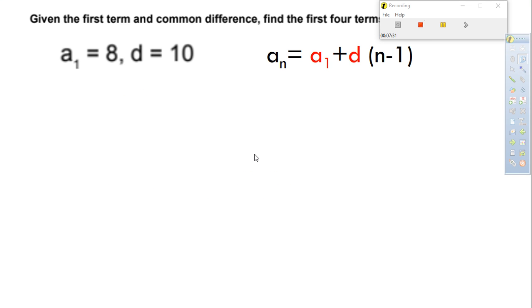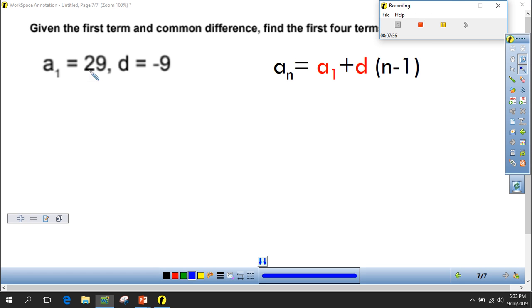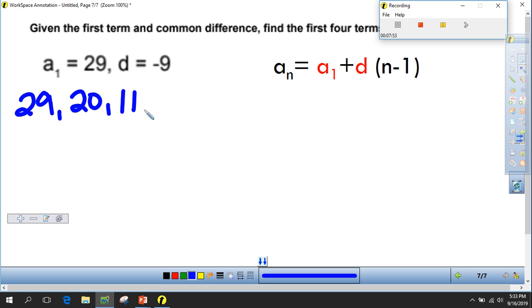So let's look at one more example like that. Here, a1, my first term, is 29. My common difference is a negative 9. All that means is my rule is to subtract 9 instead of add. So my first term is 29. 29 minus 9 is 20. 20 minus 9 is 11. 11 minus 9 is 2, and so on, but it just wanted my first 4 terms.